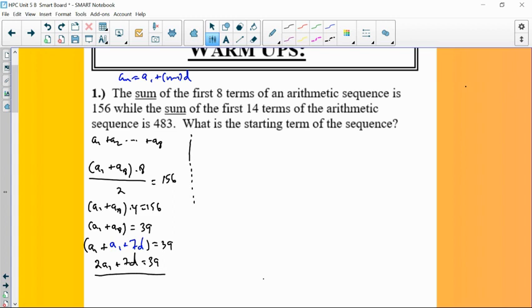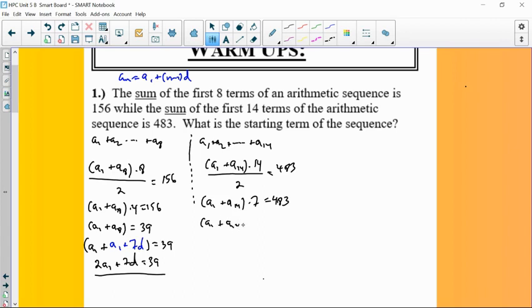Now, next equation, the sum of the first 14. So again, the first term, second term, all the way up to the 14th term. I could write that as the first term plus the last term times the number of numbers over 2, and it tells me it's equal to 483. And just like last time, I can divide this out. So I get the first term plus the 14th term times 7 is equal to 483. And then we can divide that 7 across to get 69. So first term plus the 14th term equals 69.